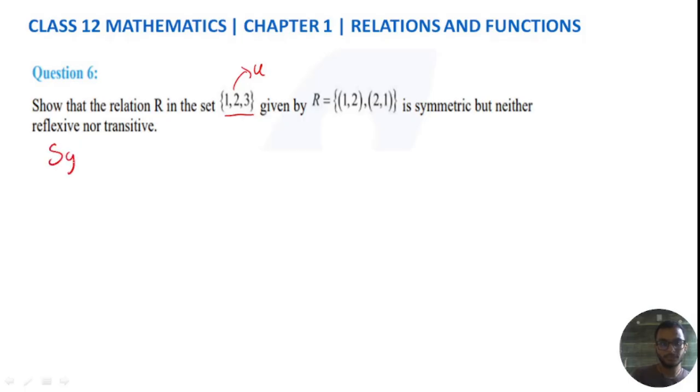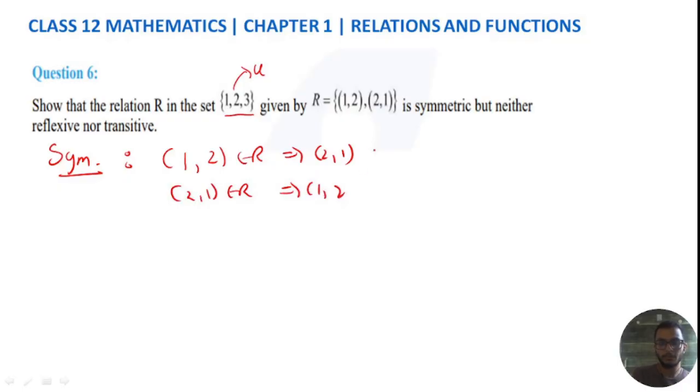So why is it symmetric? For symmetric, whatever (a, b) you pick from R, you should have (b, a) in R. Here only one pair of this type is there. If you pick (1, 2) from R, you have (2, 1) in R. If you pick (2, 1) in R, you have (1, 2) in R. So this shows that it is symmetric.